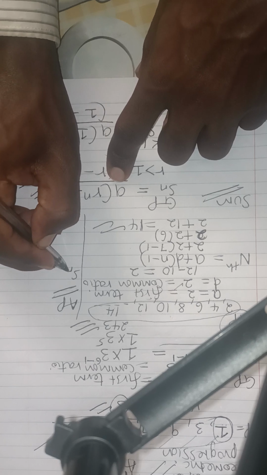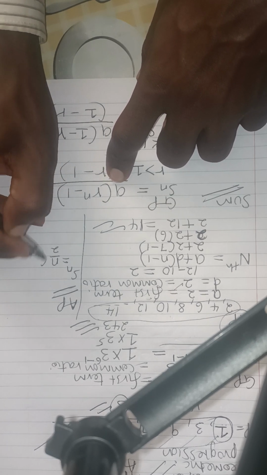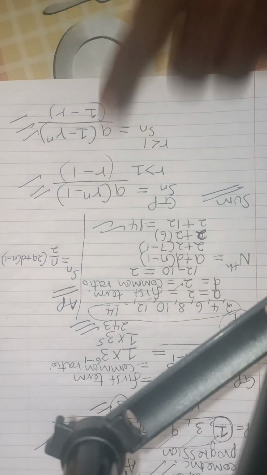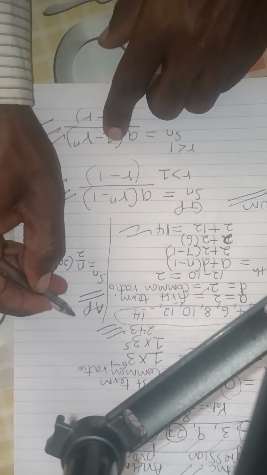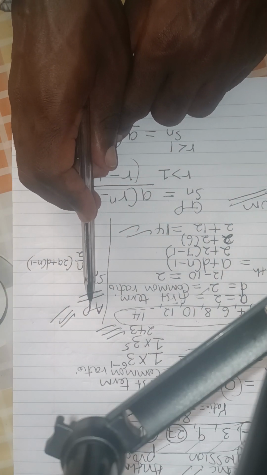It only has one formula. So the sum is equal to n over 2 into 2a plus d into n minus 1. I think you can see it. So this is when you want to get the sum of an arithmetic progression.